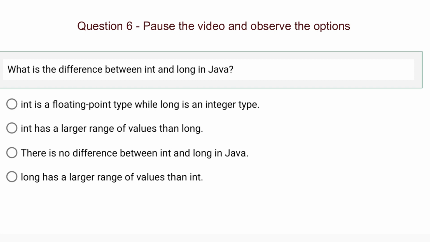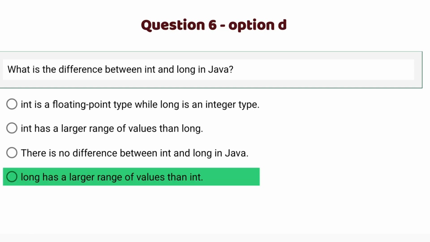Next question. What is the difference between integer and long in Java? Pause the video and observe the options. The correct option is option number D. Long has a larger range of values than integer.